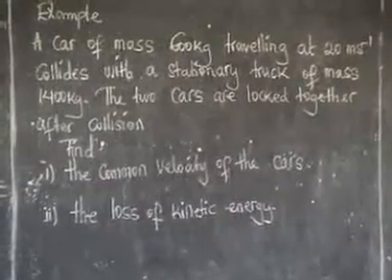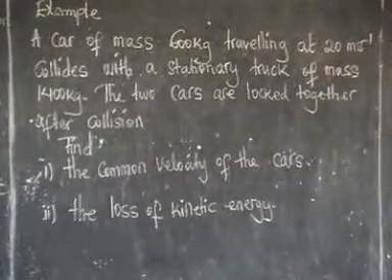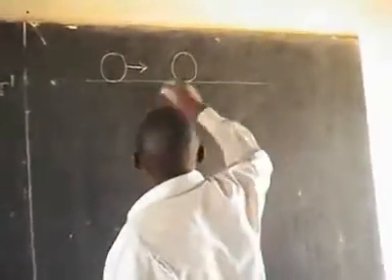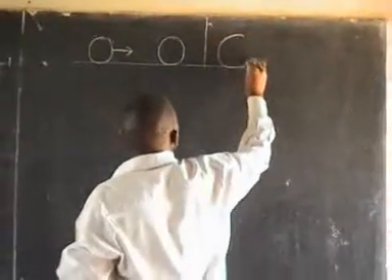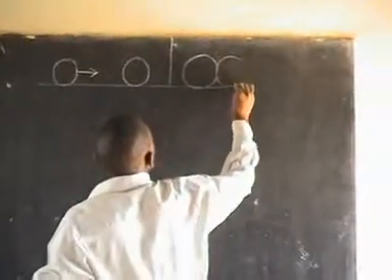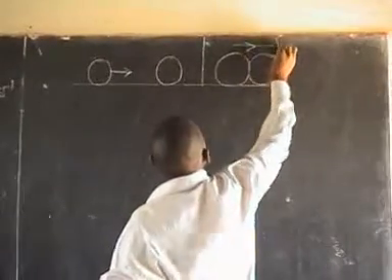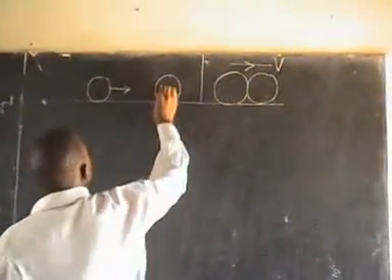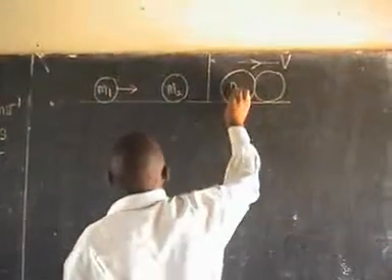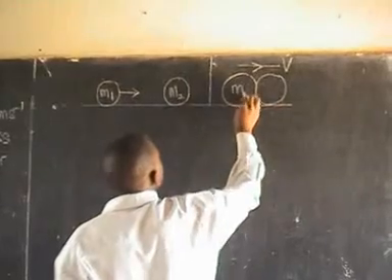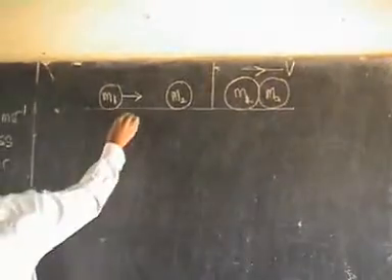So originally, we have this one moving and that one at rest. The two lock together. They will move with a common velocity which I'm going to call v. So this is M1, M2, before impact.